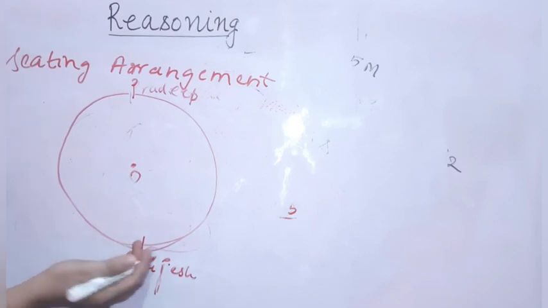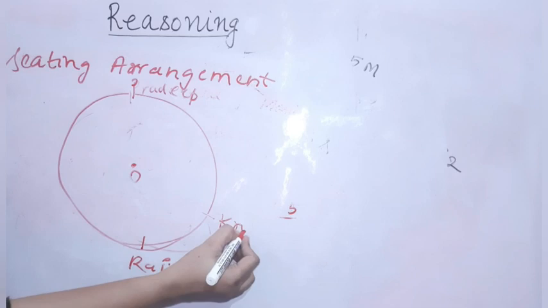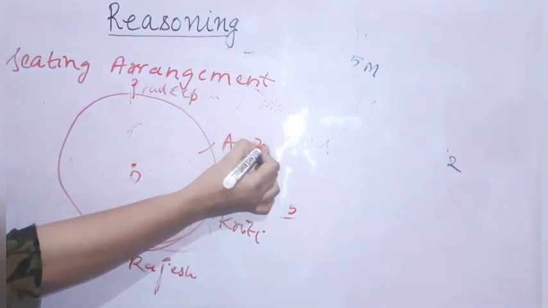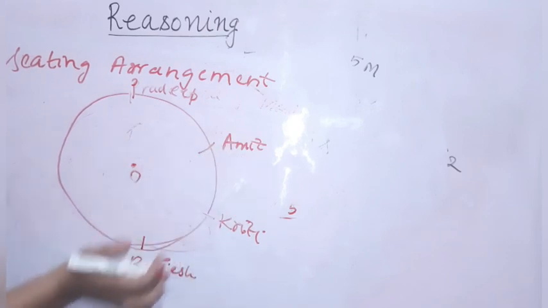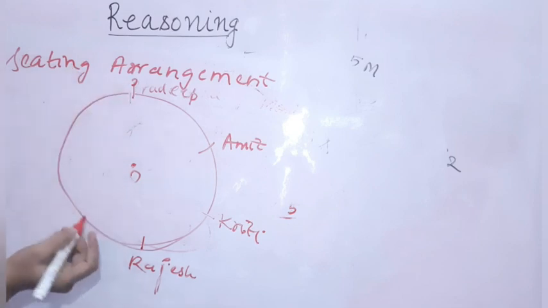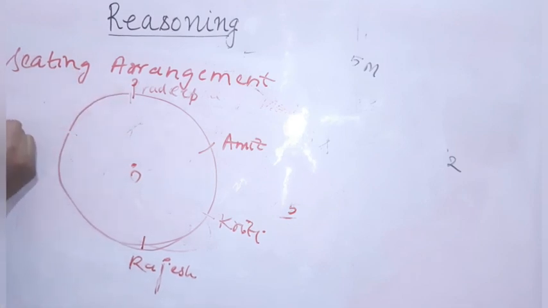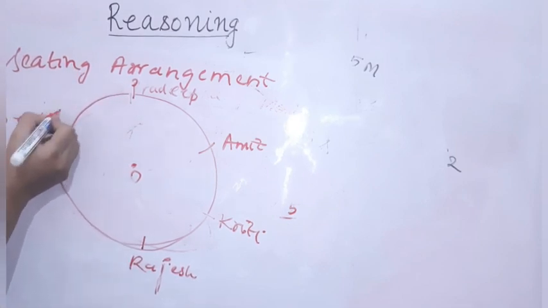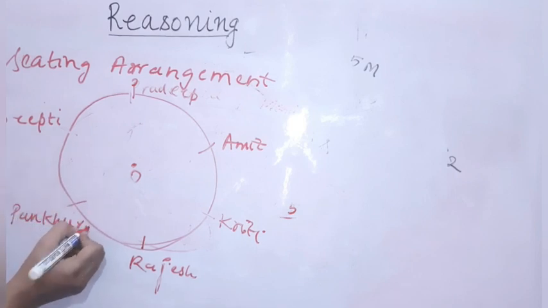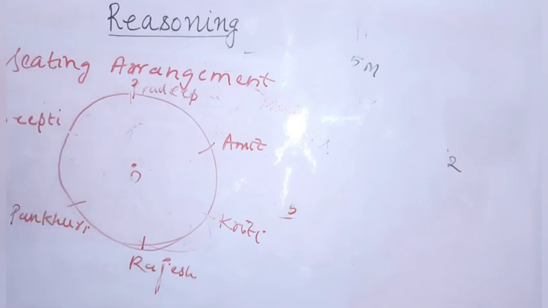So now here it will be Kriti. Now I am going to make Amit sit here. So Kriti is between Rajesh and Amit. Second condition also followed. Moving on to the last condition: Deepti is between Pradeep and Pankhudi. So let's say Deepti is here, and now here it will be Pankhudi. So Deepti is between Pradeep and Pankhudi.